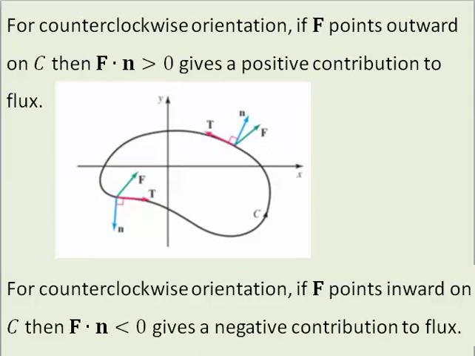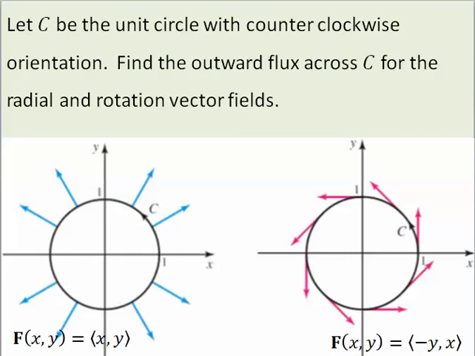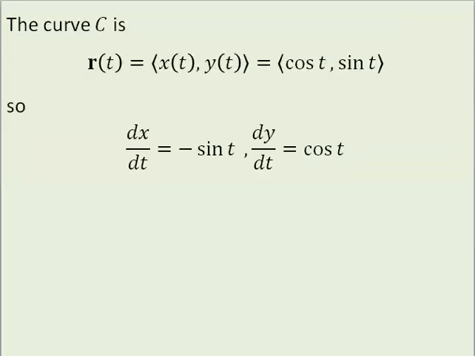If F points outward on a curve with counterclockwise orientation, then the dot product is going to be positive, giving a positive contribution to flux. If F points inward on the curve, then the dot product will be negative, giving a negative contribution to flux. Let's go back to our unit circle and find the flux across the curve for both the radial and rotation vector fields. The curve is parameterized with t, with ⟨cosine t, sine t⟩.